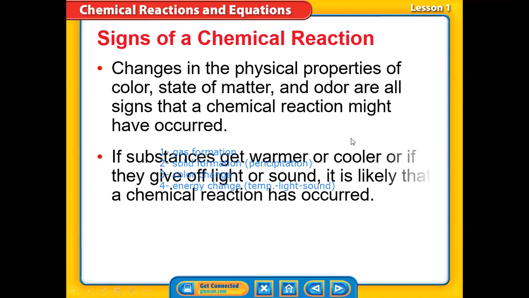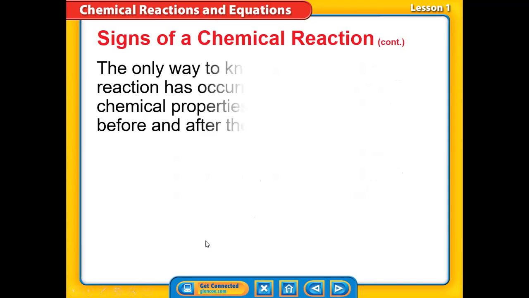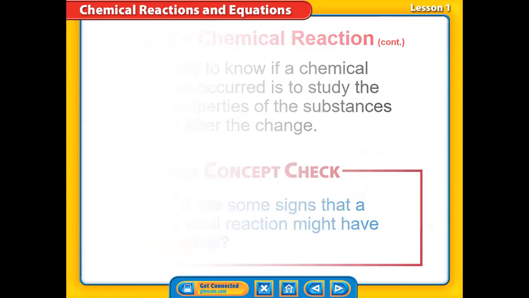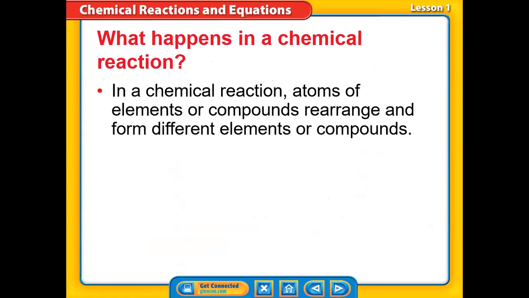Here, if a substance gets warmer or cooler, that means it's a change in temperature, which means a chemical reaction already happened. We also said the only way to know that a chemical reaction occurred is to study the chemical properties of the substance before and after, that means find what the changes are. Any hard question here, guys? Please study this part carefully from your textbook.